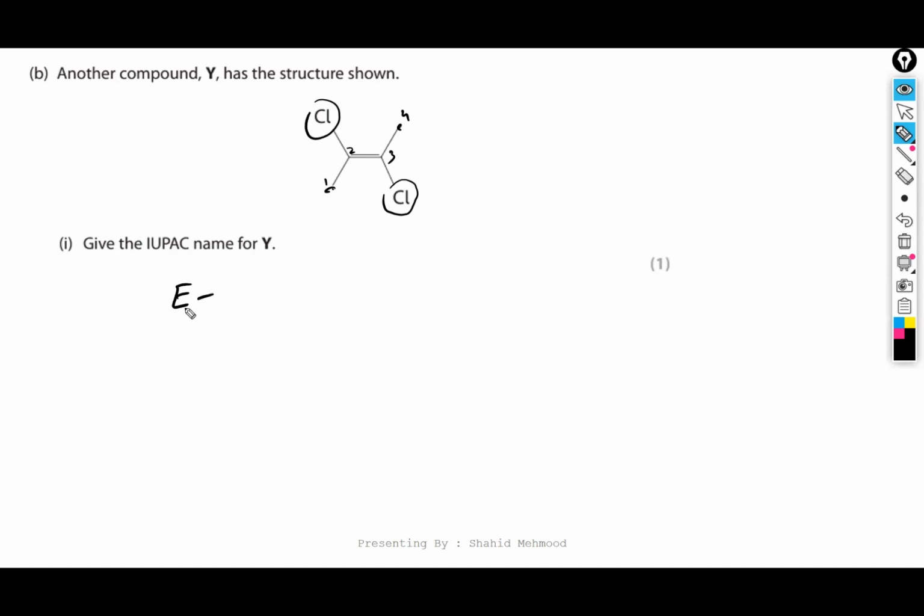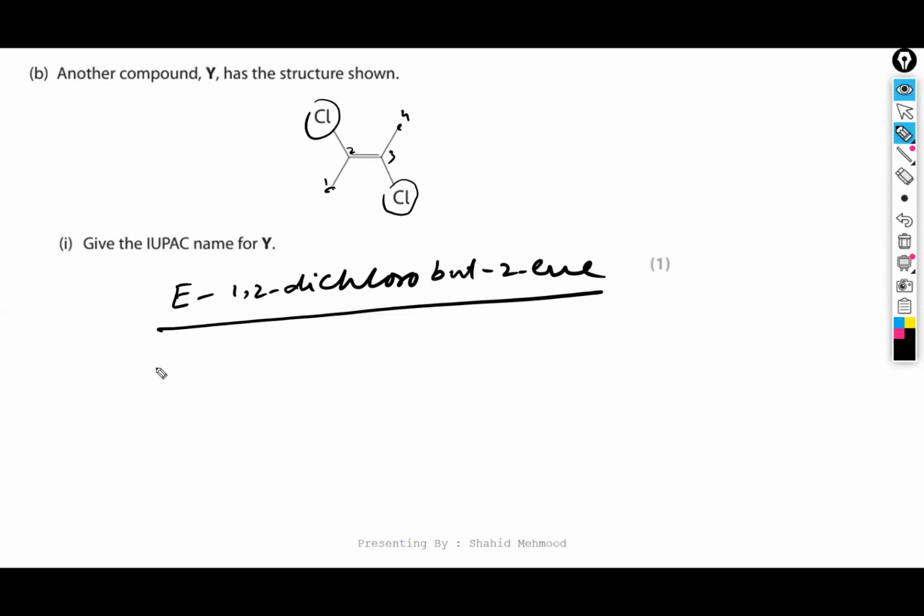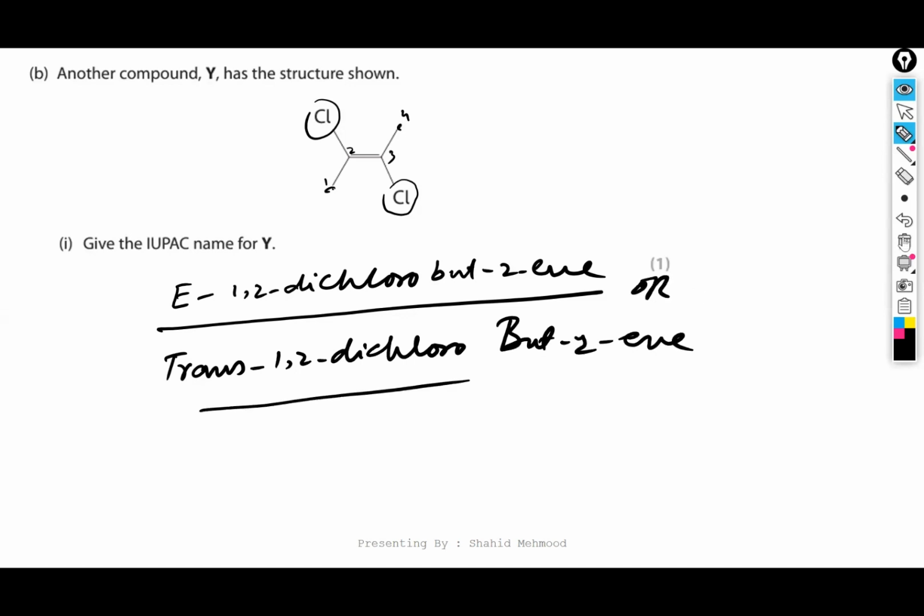So first we have to write the isomer, 1,2-dichloro. The longest chain has 4 carbons, double bond at the second position, so but-2-ene. It is also allowed that you write it like this: trans. If they were on the same side, it would be Z, but this is trans-1,2-dichlorobut-2-ene. So either this or this, both are allowed.